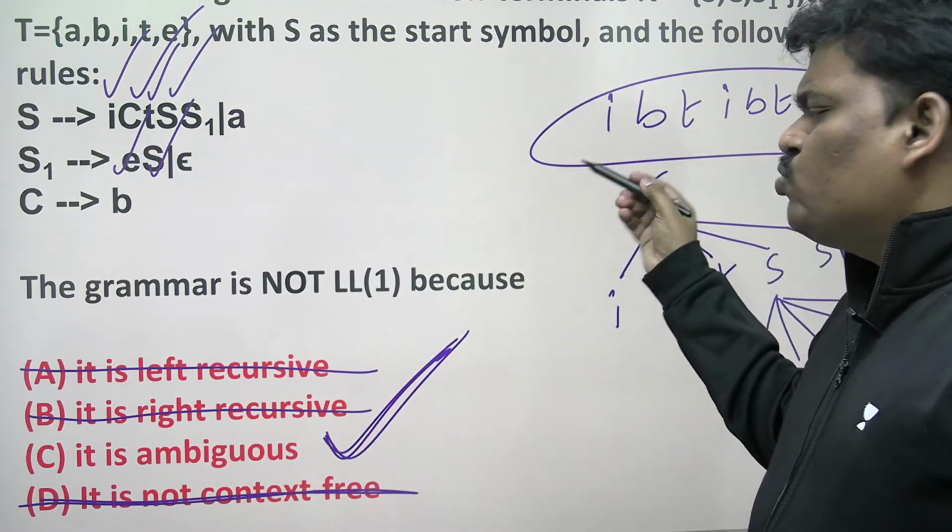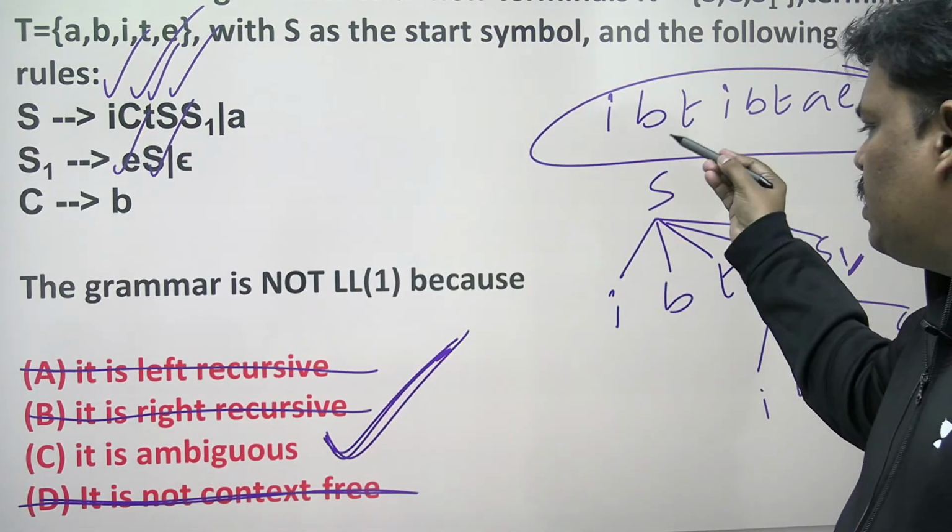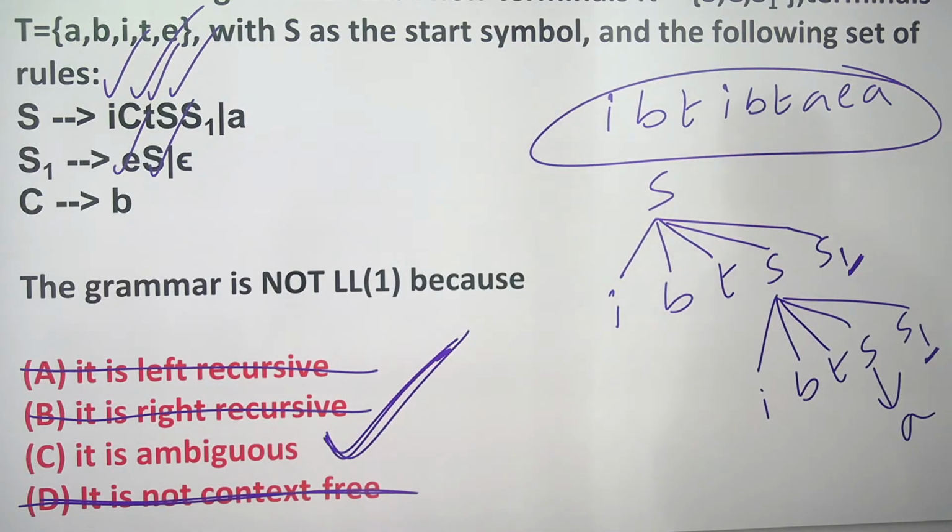Because of this reason, so many strings may be there. One of the strings is IBT AEA, which is an ambiguous grammar. Some people are asking, sir, where is the ambiguity? S is replaced by IBT. Afterwards, A also came. You want EA. How EA? Let's check here. S is replaced by ES, S by A, and this is epsilon. This is one way.